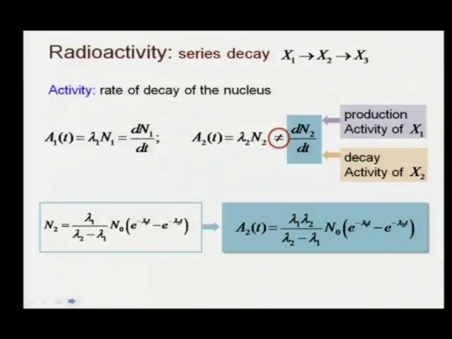So, N2 is equal to lambda 1 over lambda 2 minus lambda 1 times N0 times exponential minus lambda 1 t minus exponential minus lambda 2 t, and from this the activity is lambda 1 lambda 2 by lambda 2 minus lambda 1 times N0 into exponential minus lambda 1 t minus exponential minus lambda 2 t. Okay. With this we will stop today's discussion. We will go on with some other properties of radioactivity in the next lecture.